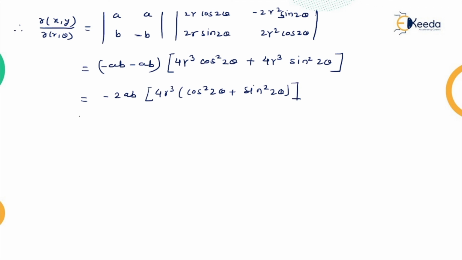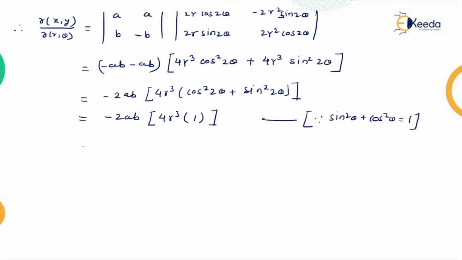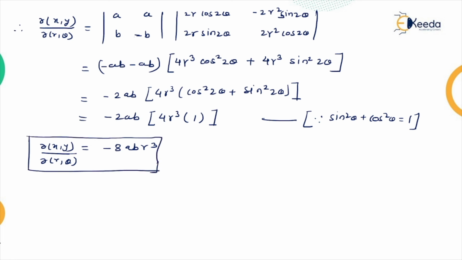So what becomes here is minus 2ab times the bracket 4r³, and this is a trigonometric identity, guys, since sin²θ plus cos²θ equals 1, we have to apply here. So what you get as your final answer is minus 8abr³, and this is the answer of ∂(x,y)/∂(r,θ). I hope you understand this problem very well.